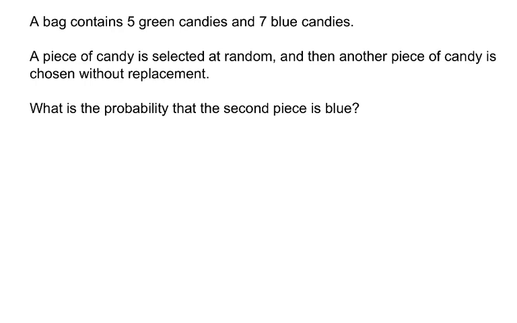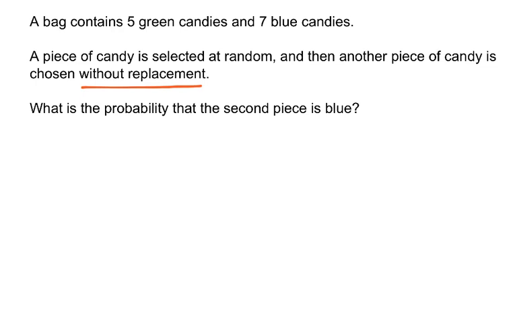A bag contains 5 green candies and 7 blue candies. A piece of candy is selected at random, and then another piece of candy is chosen without replacement. That means we're not going to put it back in before we make the second draw. What is the probability that the second piece is blue?